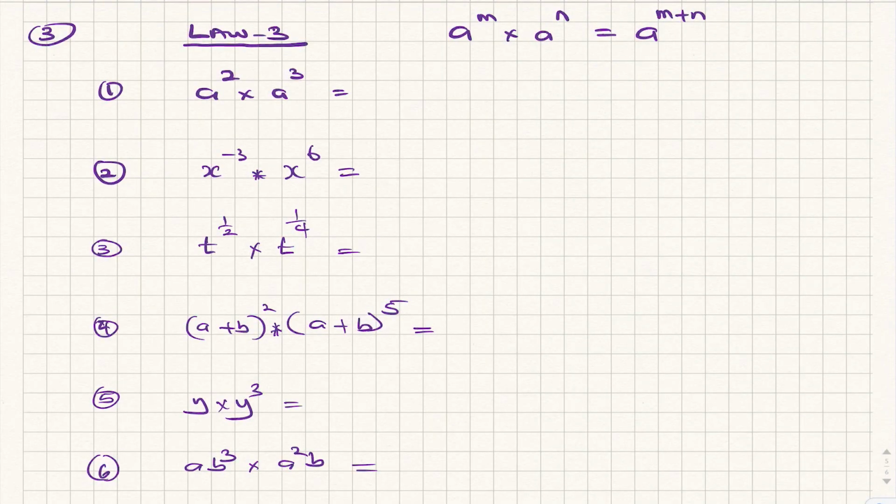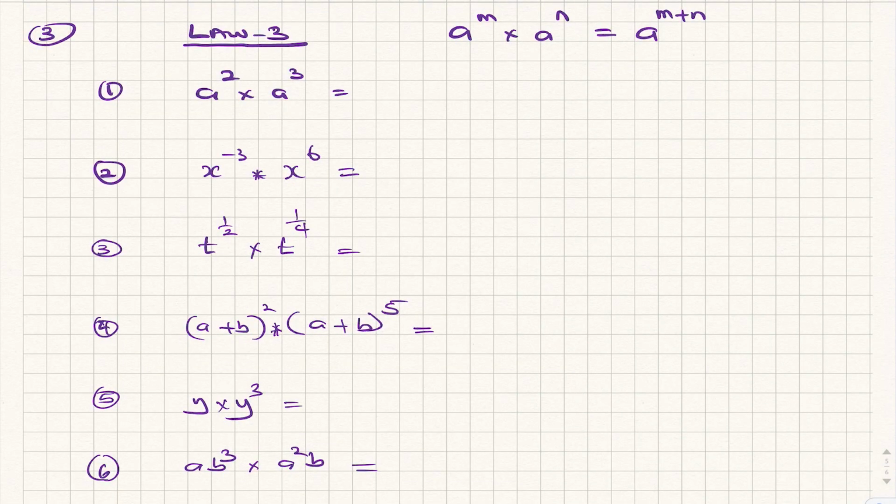Multiplying law, multiplying the same base, law number 3. So we know a to the power of m times a to the power of n equals a to the power of m plus n. So the same base now in this case, they have to be same base, otherwise it wouldn't work. So a to the power of 2 times a to the power of 3, and this is the exercise. I would like you to go through them, pause, do them, and once you are happy with the answers, check the solutions afterwards.